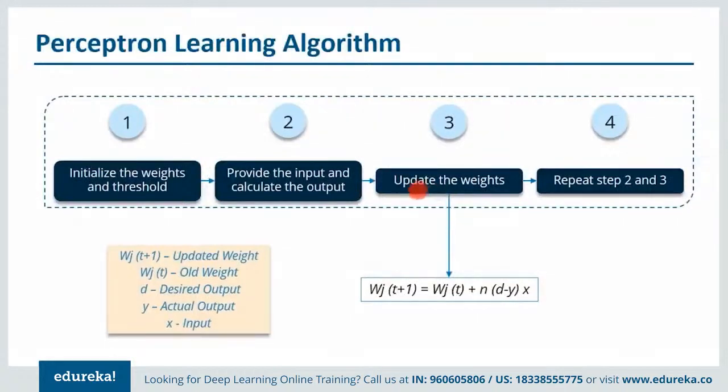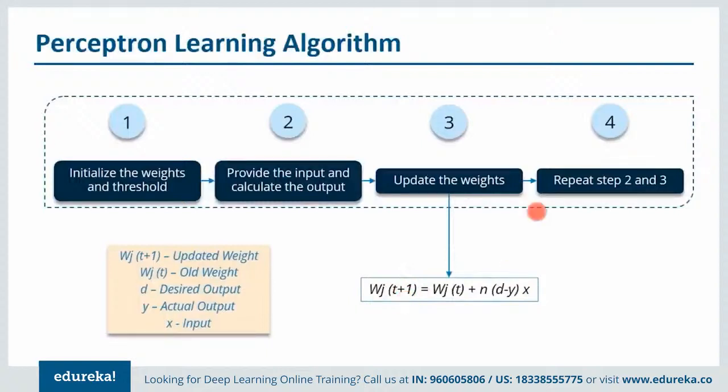How are we going to update the weights? The new weight is equal to the old weight plus the learning rate. Learning rate, we'll discuss later in the session. But generally we choose a learning rate somewhere between 0.5 and 0.01. After that, we find the difference between the desired output and the actual output, and then we multiply it with the input. On that basis, we get a new weight. So this is how we update the weights.